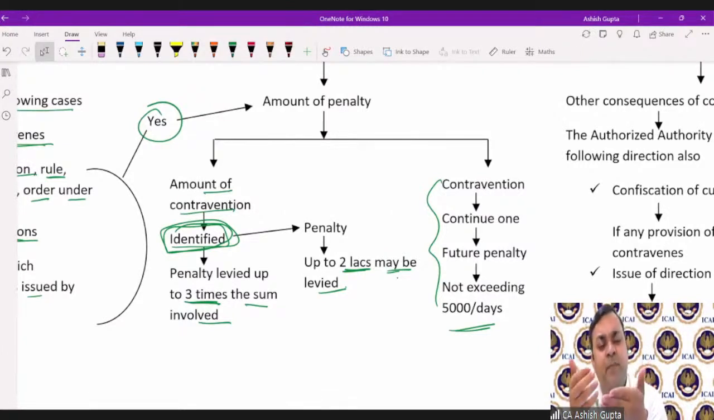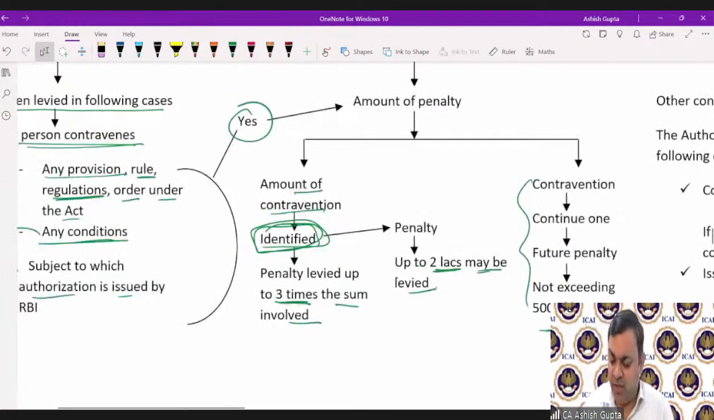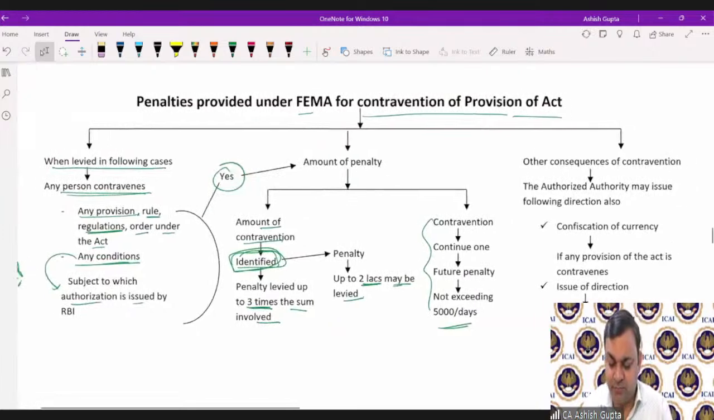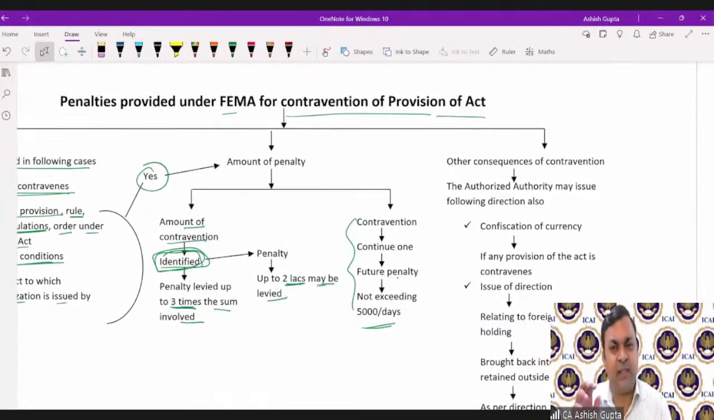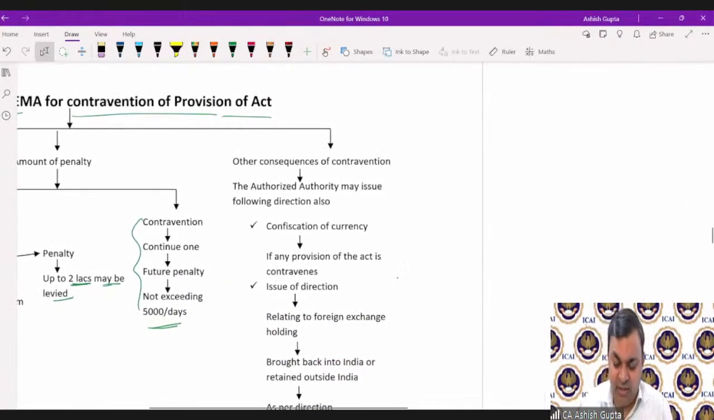If the amount of contravention is identified, suppose for example you contravene with an amount of 6 lakh rupees. So what is the penalty? 3 times that contravened amount, which means you need to pay 18 lakh as a penalty. Okay, and if it is not identified, 2 lakh may be imposed. And in case of continuing failure, 5,000 rupees per day is the penalty, which can be imposed on the person who committed the contravention.